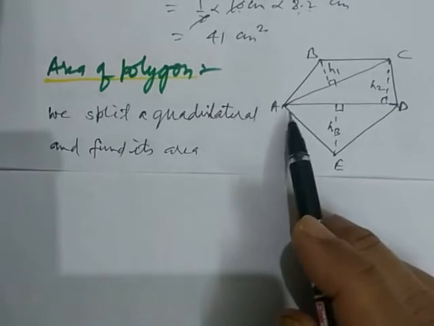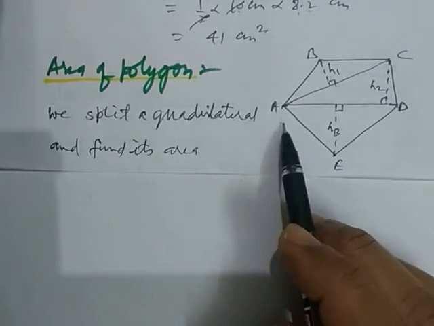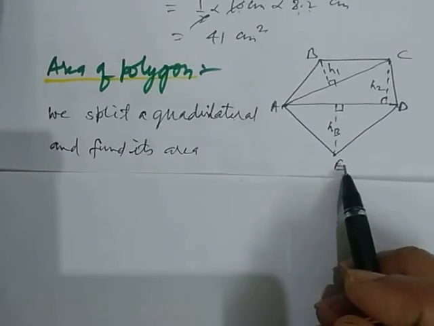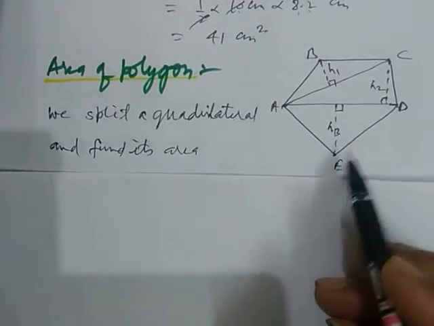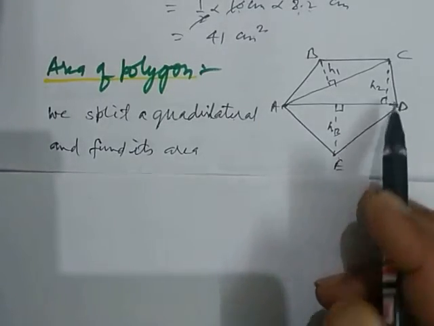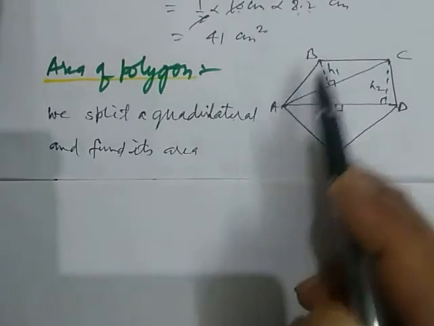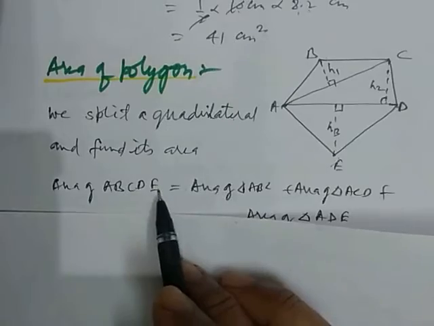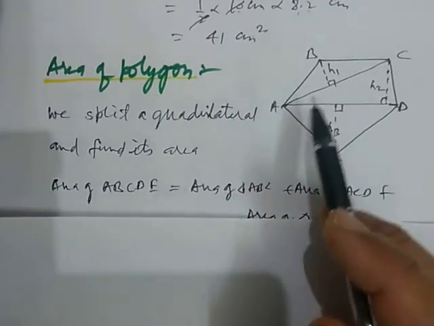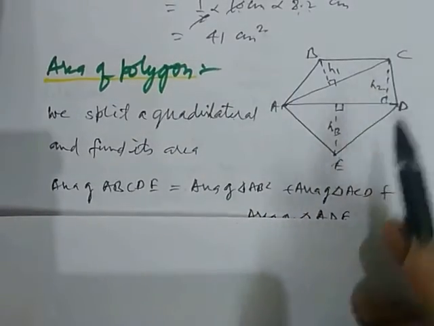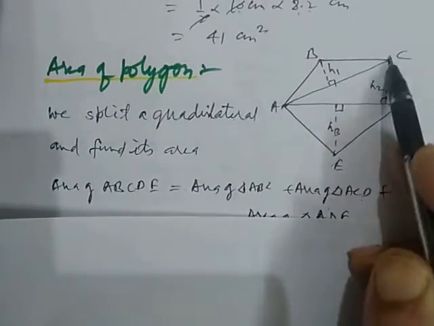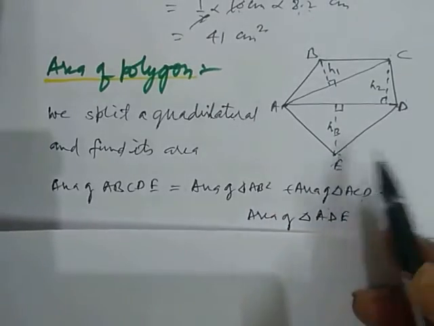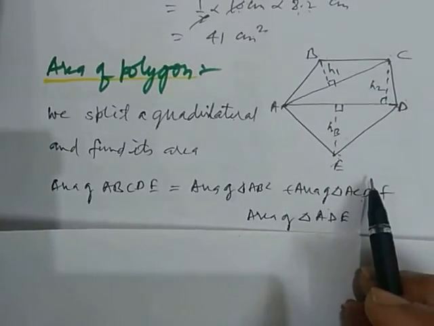Our quadrilateral is ABCD, and ADE is a triangle. This is the complete polygon, ABCDE. So the area of ABCDE is equal to the area of triangle ABC plus the area of triangle ACD plus the area of triangle ADE. These are the three triangles.